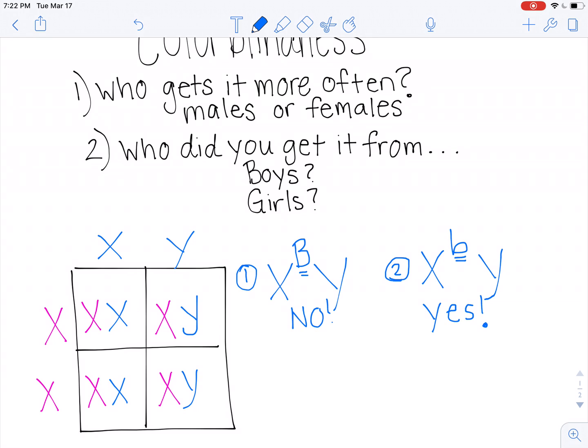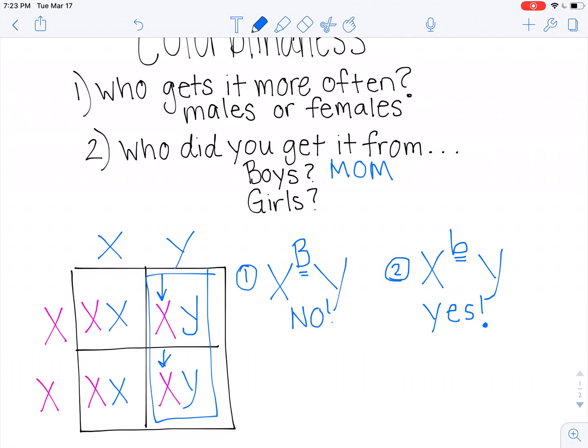When we look back over here at the Punnett square, here's our boys again. Notice that boys get their X chromosome from mom because they have to get the Y chromosome from dad. So if a boy is colorblind and color blindness only travels on the X chromosome, they would get that from mom.